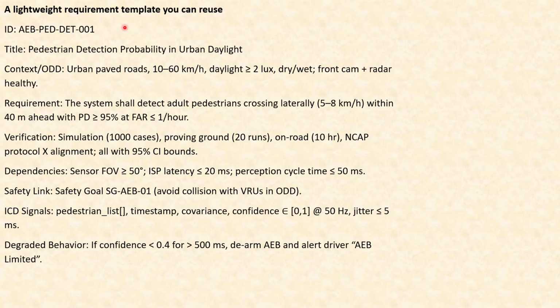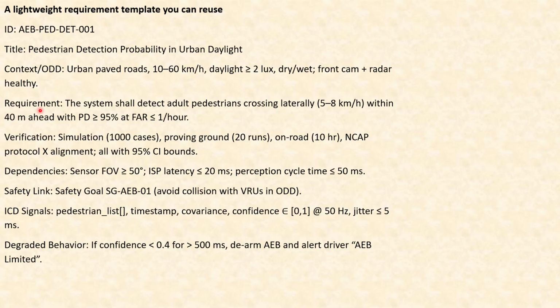Now let me briefly touch upon a lightweight requirement template you can reuse. For example, automatic emergency braking feature. Title: pedestrian detection probability in urban daylight. So this is the state in which this is supposed to work properly. First you define the context, ODD: urban paved roads, you are driving at 10 to 60 km/h, daylight greater than 2 lux, and condition: front camera and radar are healthy.